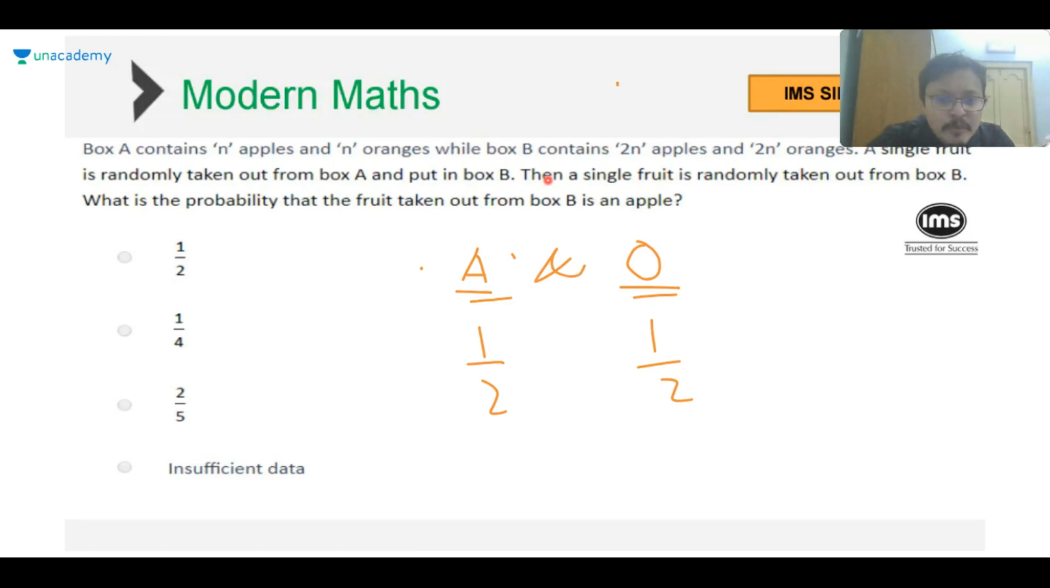So it says, what is the probability of the fruit from the box being an apple? The answer should be half. That's all. It's as simple as that. Any questions?